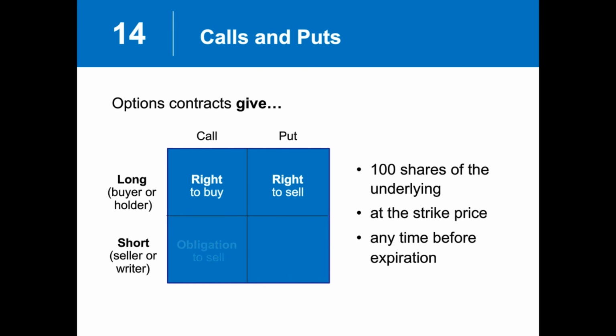So the short call seller, or the writer of the option, when you sell something, you have the obligation. So now we're selling calls, we have the obligation to sell stock at a specific price within a specific period of time. If you are selling the put, you have the obligation to buy shares at a specific price within a specific period of time.